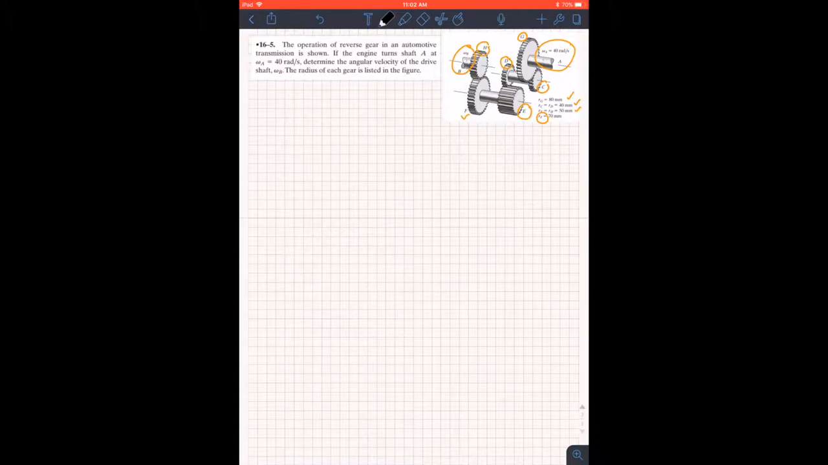In this case, we can write RA times omega A equals RC times omega C. Omega A is 40 radians per second, RA is 80 mm. So we write 80 times 40, and the radius of C is known, so we just put in the value, which is 40. Omega C is unknown, so that is what we need to calculate. Ultimately, we get omega C equals 80 radians per second.